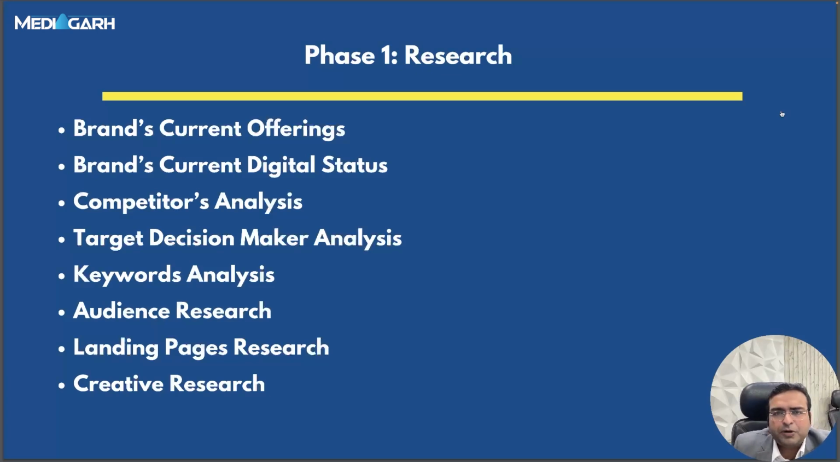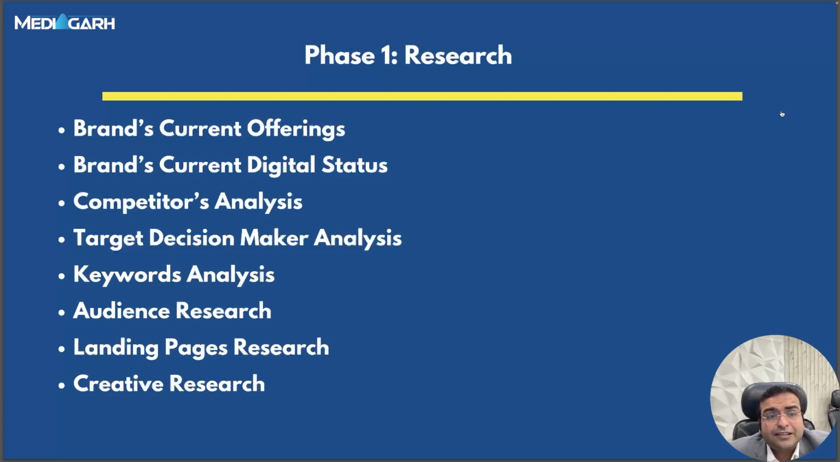In the research part, you have to focus on some key parameters. First is the brand's current offering. Second is the digital status, like currently how many Instagram followers we have and what the status of the website is. The third thing is competitor analysis. In the competitor analysis, we will check what our competitors are doing, how they are performing, what sort of content they are creating and what sort of website they have.